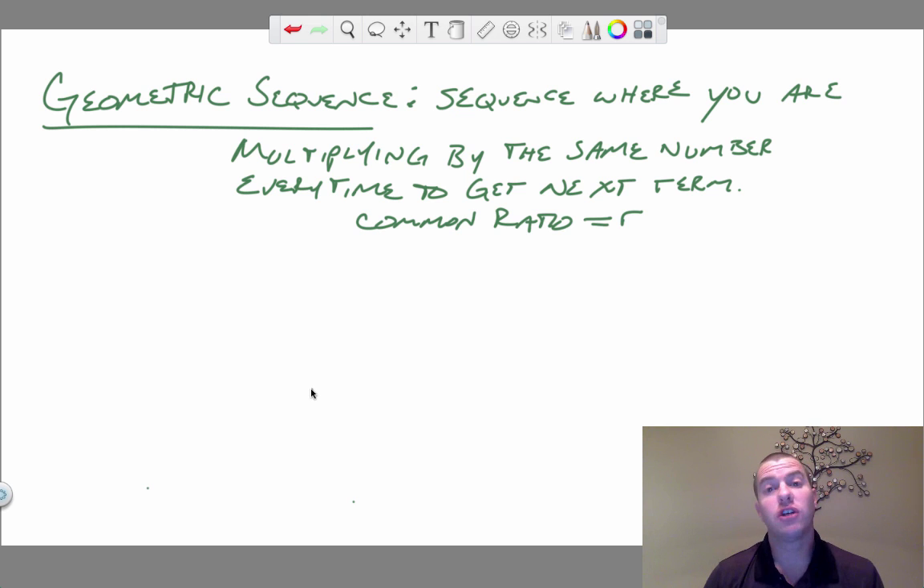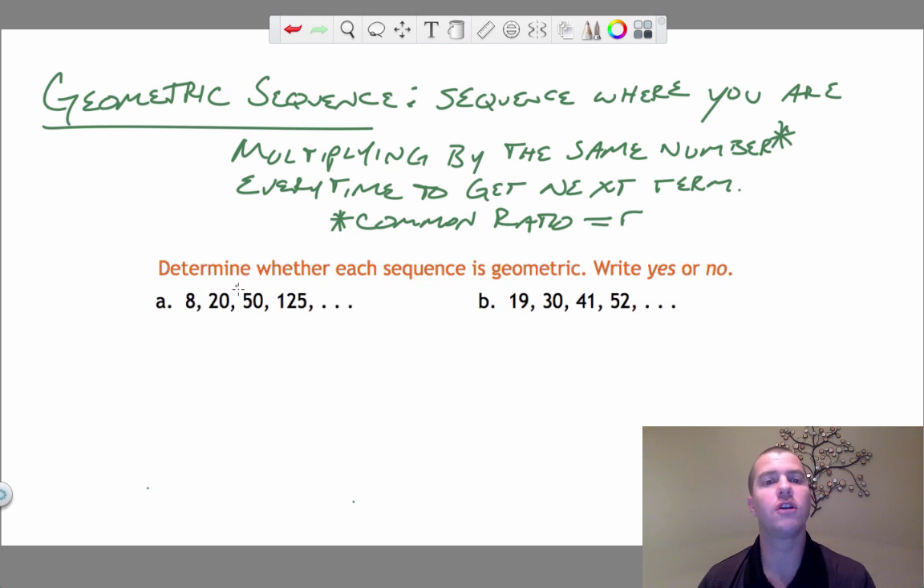A geometric sequence is when you're multiplying by the same number every time to get the next term. That number that you multiply by is called the common ratio, which we're going to use as R. To determine whether each sequence is geometric, just like in arithmetic where you take a term and subtract the previous one, to find the common ratio here you take a certain term and divide by the previous one.